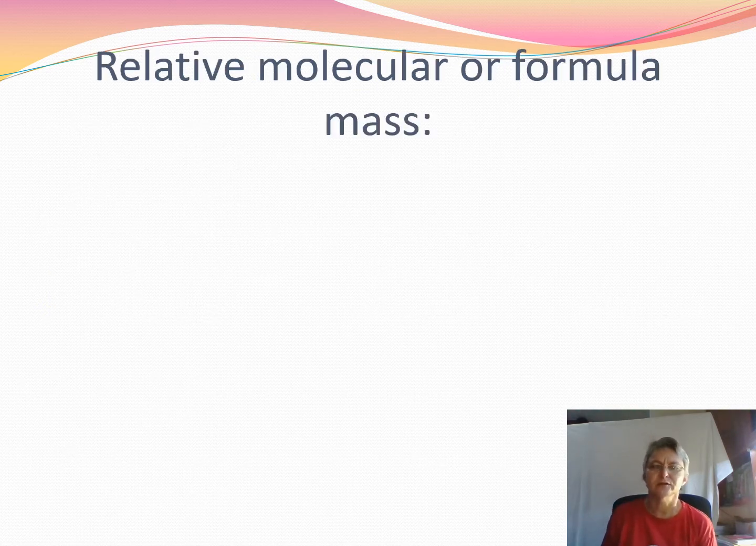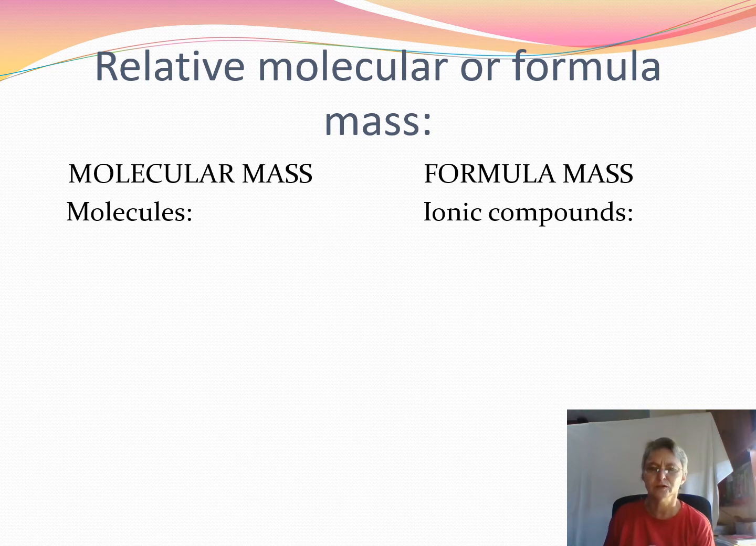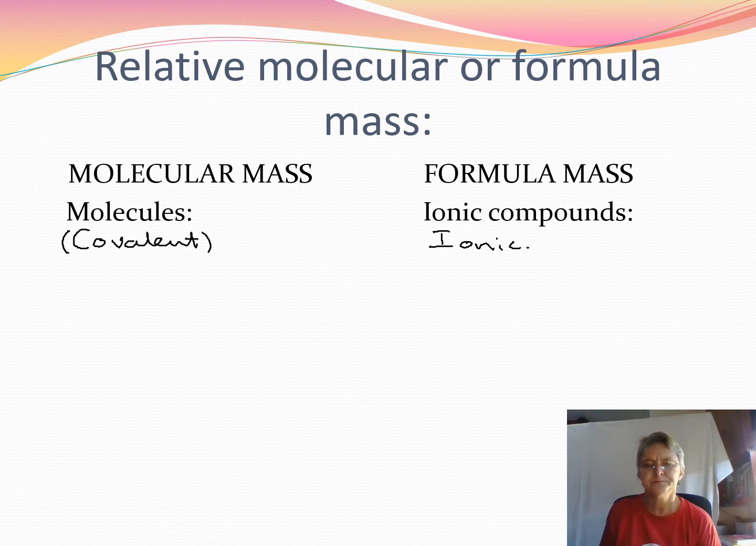Next, we're going to look at relative molecular or relative formula mass. Now, the molecular mass is calculated for molecules which are covalent compounds, whereas the formula mass is for ionic compounds. So these are covalently bonded, and so they're nonmetals, and these are ionic. Ionic bonds between the atoms. So let's look at some molecular mass. I'm going to do one example.